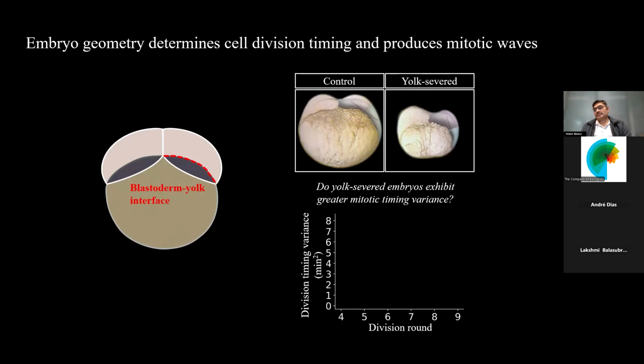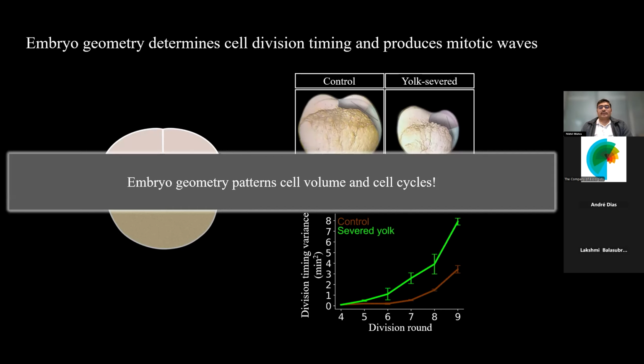The hypothesis here was that, or the expectation here was that this would lead to a more rapid rise in the cell division timing variance. And when we compared the division timing variance, we found that this was indeed true. All these results together strongly support the idea that it is embryo geometry that patterns cell volumes and cell cycles.